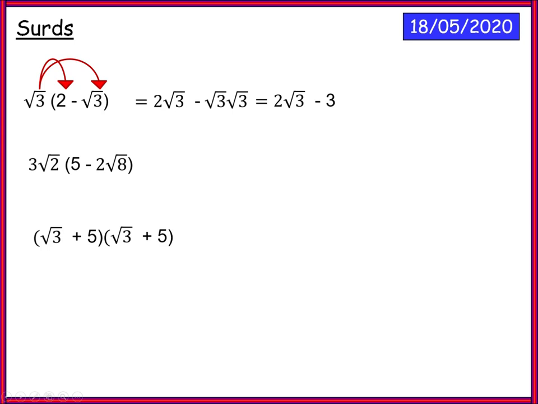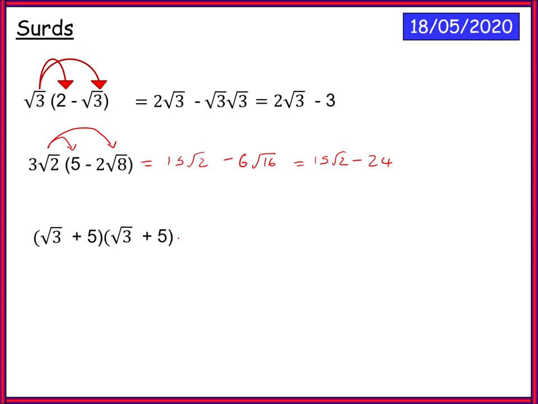On the second one, we've got 3 root 2 times 5. That's going to give us 15 root 2. And then we've got 3 root 2 times minus 2 root 8. Do the numbers first. 3 times 2 is 6, minus 6. And then root 2 times root 8 is root 16, which is going to give us 4. So that's going to give us 15 root 2 minus 6 times 4, which is 24.